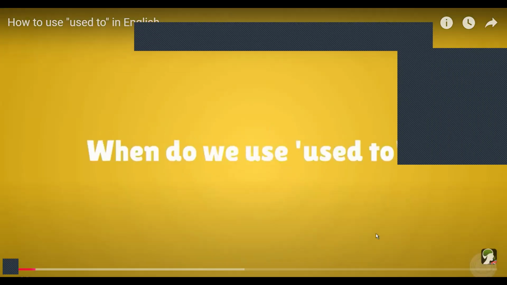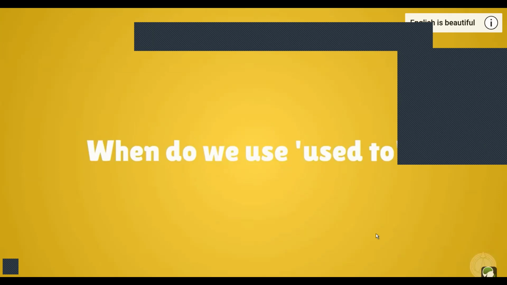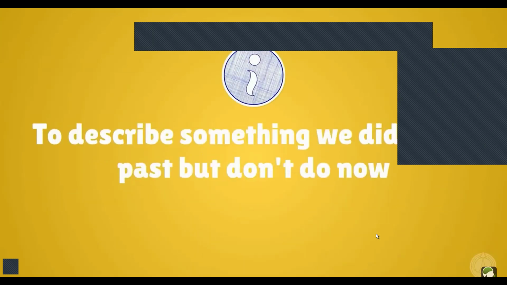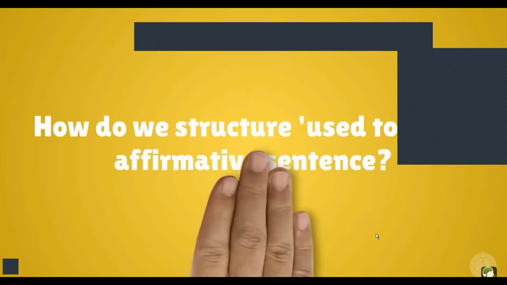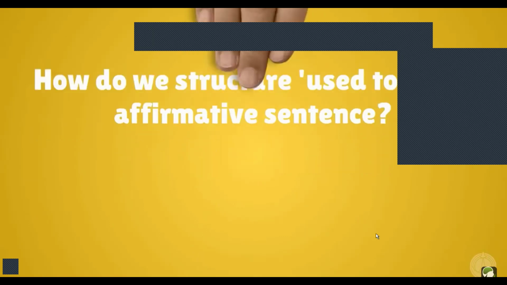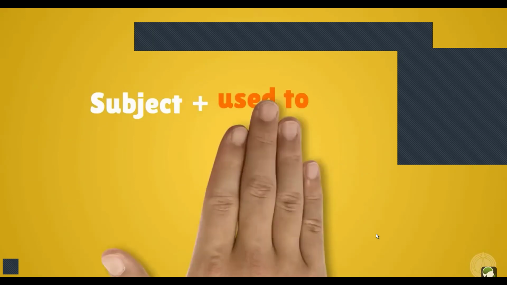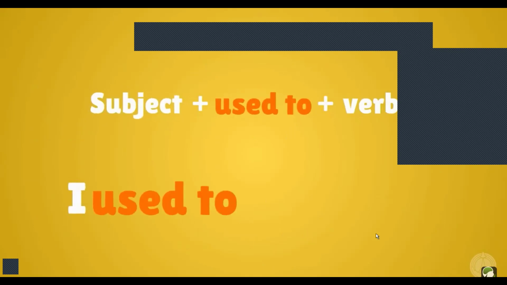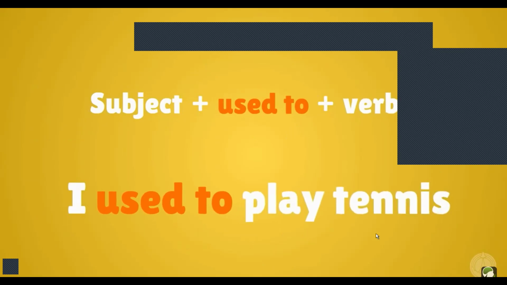When do we use used to? To describe something we did in the past, but don't do now. How do we structure used to in an affirmative sentence? Subject plus used to plus verb. I used to play tennis.